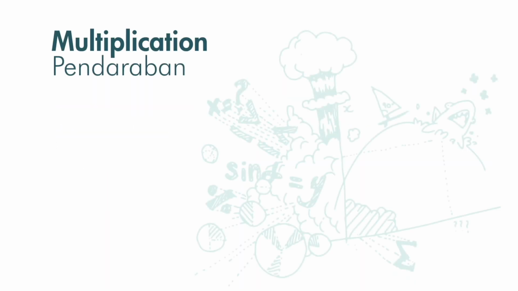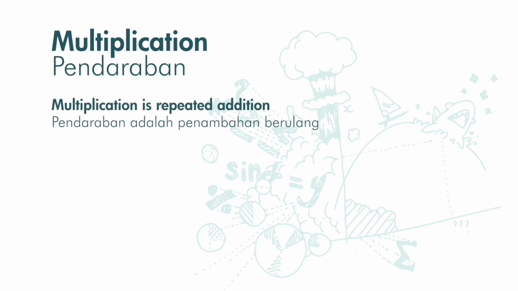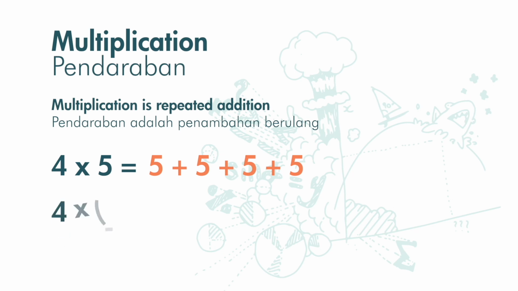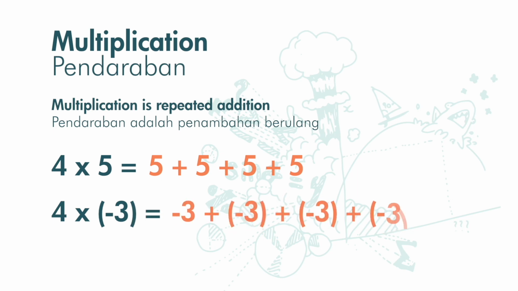First, we need to remember that multiplication is actually repeated addition. When we add the same number 4 times, that is called times 4. For example, if we have 4 times 5, we add the number 5 4 times: 5 plus 5 plus 5 plus 5. If we have 4 times -3, we add the number -3 4 times: -3 plus -3 plus -3 plus -3.